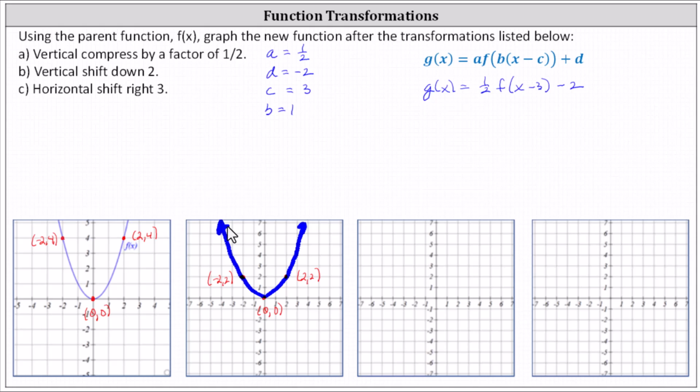Next, we have a vertical shift down 2 units, which also affects the y coordinate. We now need to subtract 2 from each of the y coordinates. Again, starting at the vertex, 0 minus 2 is negative 2. After a shift down 2 units, the vertex would be 0, negative 2. And for the remaining 2 points, because 2 minus 2 is 0, we would have negative 2, 0 and 2, 0.